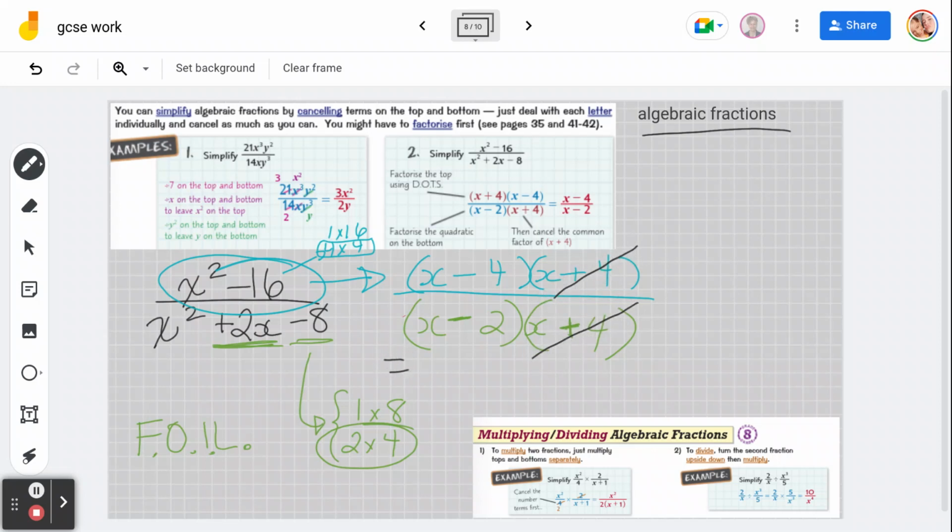Do we have an x minus 2? No. So our final answer is x minus 4 over x minus 2. And that's where you stop. That's what it is. You can't cross out your x's. Okay? That's the answer.